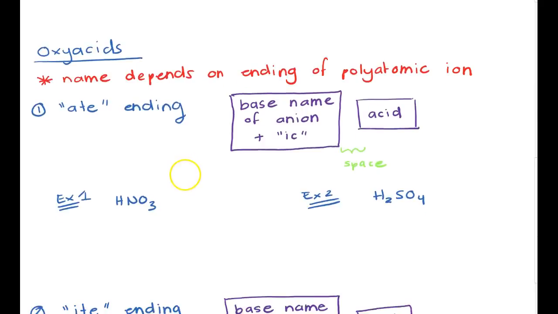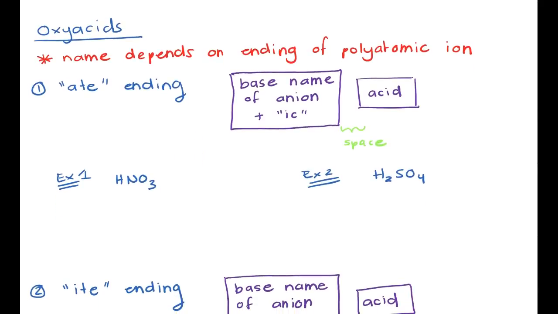If we have an oxyacid, on the other hand, the name is going to depend on the ending of the polyatomic ion. So again, we need to know those polyatomic ions, because those subtle differences are going to change the way we name acids. For example, if it contains a polyatomic ion with the ending ate, it's going to differ from how we name those with the ending ite.